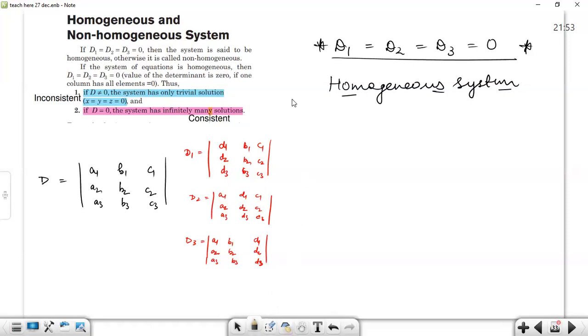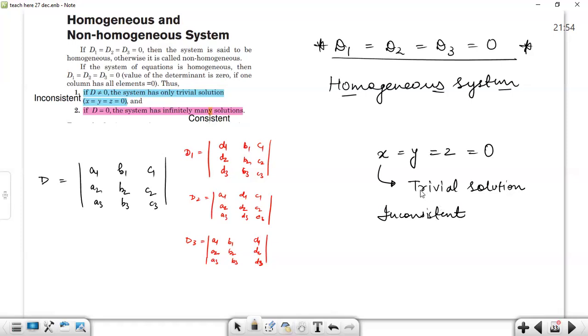Now let's talk about their solutions. There can be only two solutions for x, y, and z here. One solution is when x, y, and z are all equal to 0, and this particular solution is known as the trivial solution. And this is not exactly a solution; this is neglection that their solution can be found out. So this makes the system inconsistent.